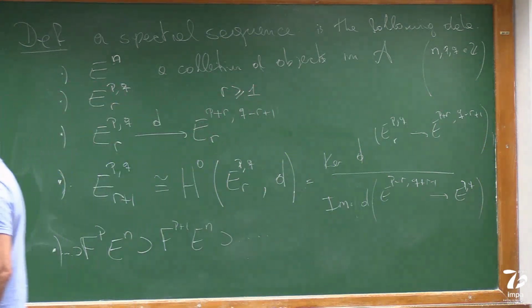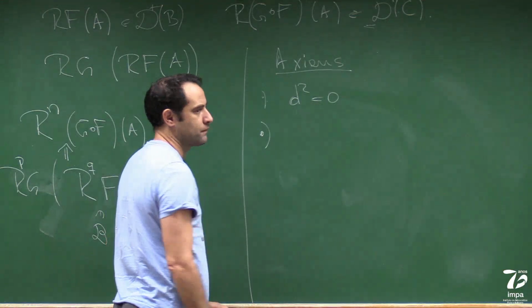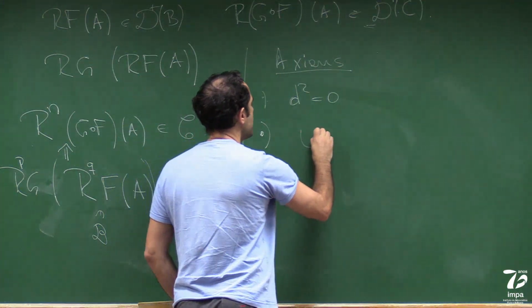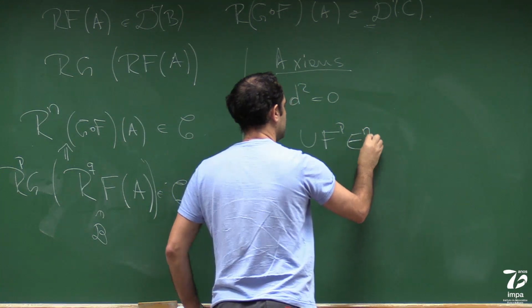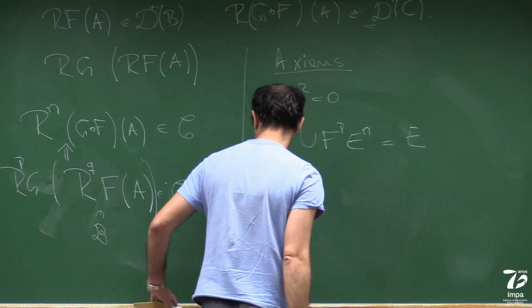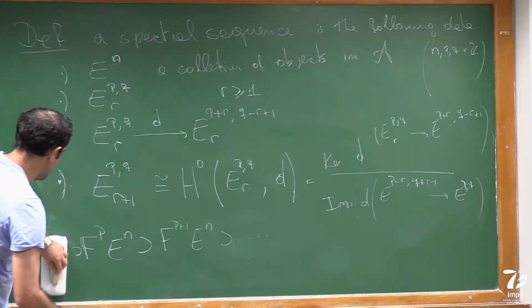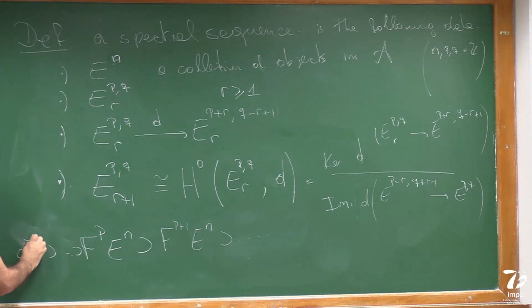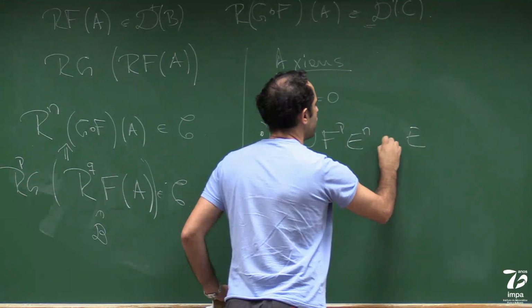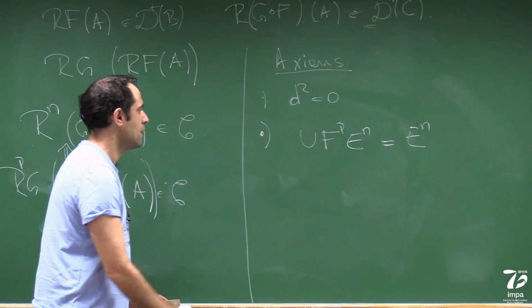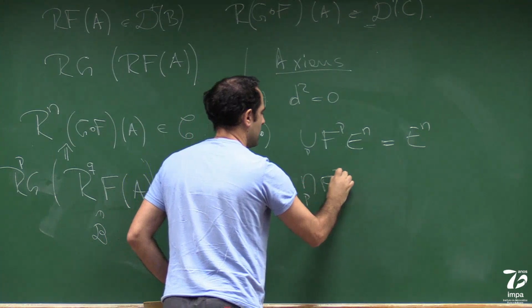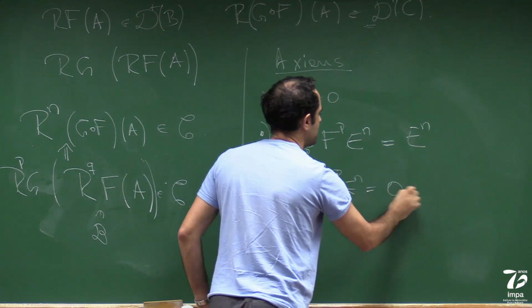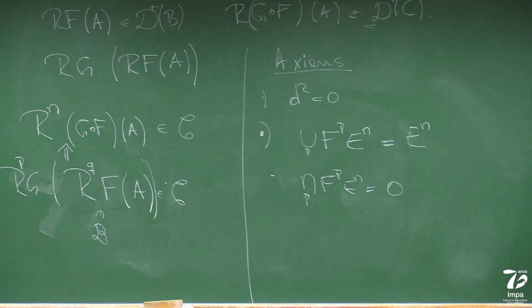And this filtration satisfies some conditions. So the condition is that the union of all these F^p is E^n. Actually, there's an extra condition. So all of these guys are included in E^n, and I would want that the union of all of them is the whole of E^n. I would want that the intersection of all of these F^p, over p, is equal to 0. So it's a separated filtration.